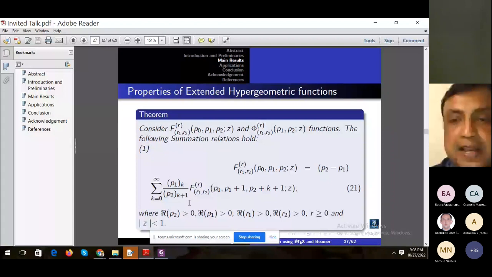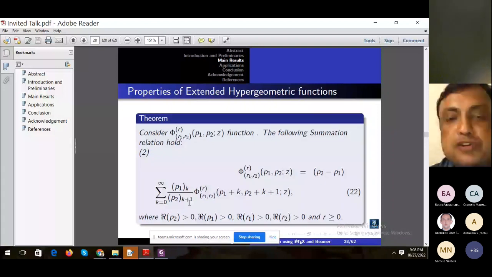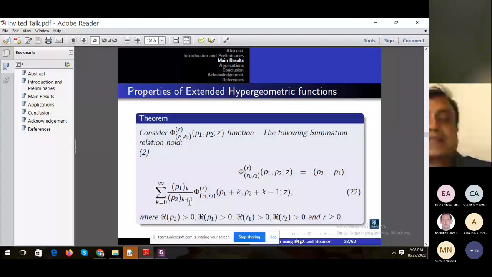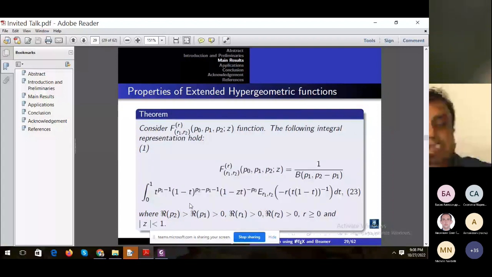At the same time, we have developed the summation relations which hold for the extended Gauss hypergeometric function, given by equation number 21. Now we have proved the summation relations for the extended confluent type hypergeometric function, given by equation number 22. These functional relations and summation relations play an important role, which I have showcased in my next slides.